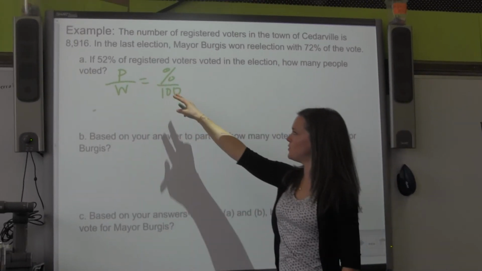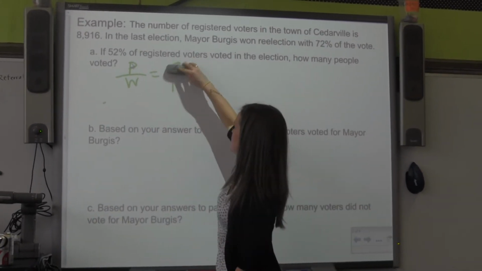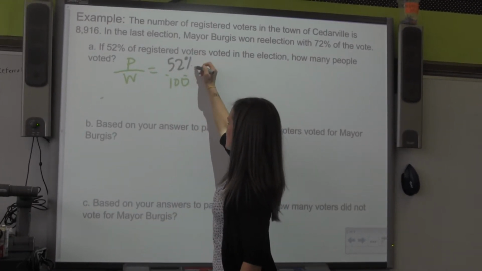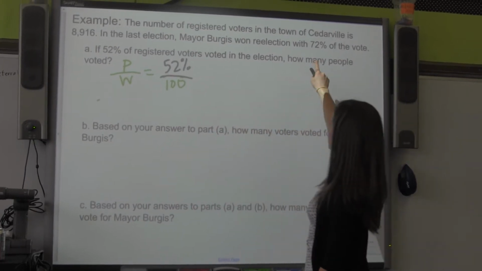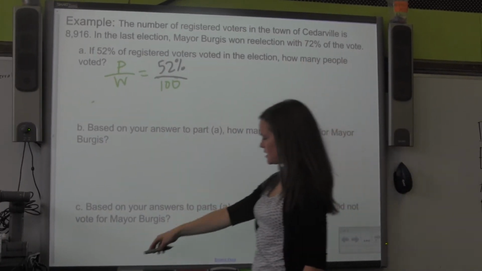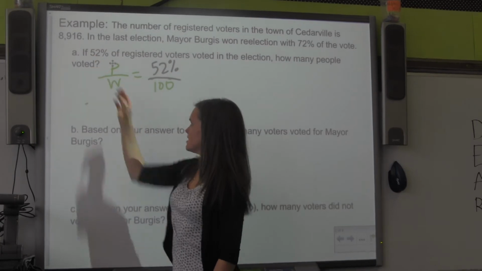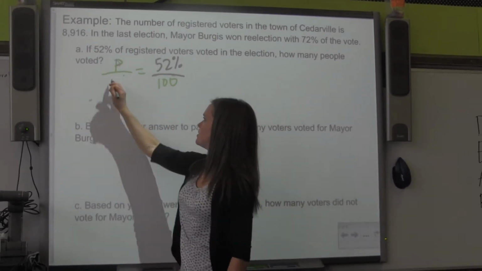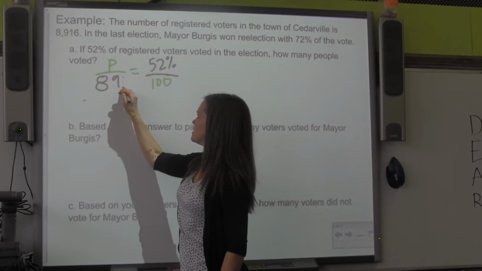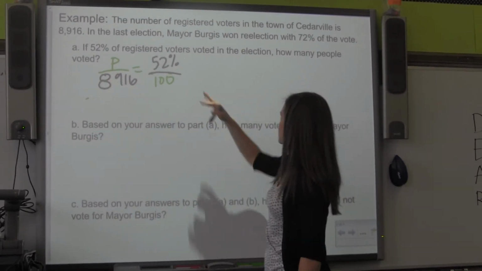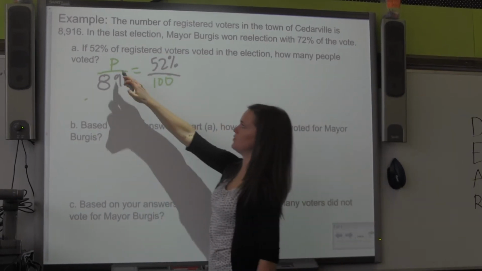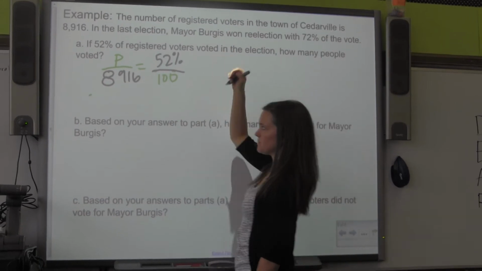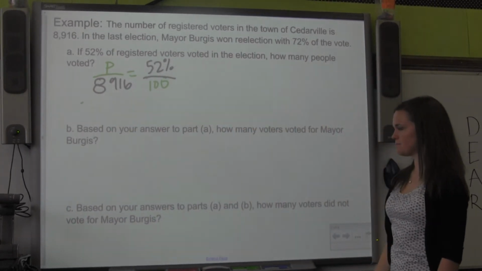They're telling me that 52% of the voters voted. So I'm going to plug that in. 52%. They're also telling me that the number of registered voters is 8,916. So that's the whole population of the city. That's how many people could have voted. And they want to know how many actually did vote. So we're solving for P here. We'd use cross products. We would find out what P is. That's how we get our answer to A.